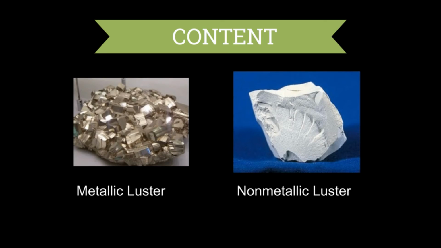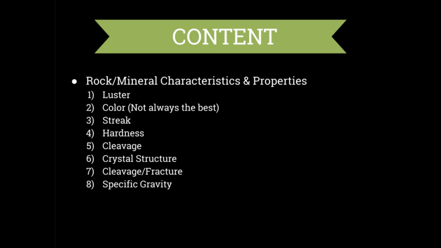So this is an example. Metallic, as you can see, reflects a lot of light. It's very shiny. Non-metallic is not so much. So that's a way to really distinguish between the luster of two minerals or rocks.